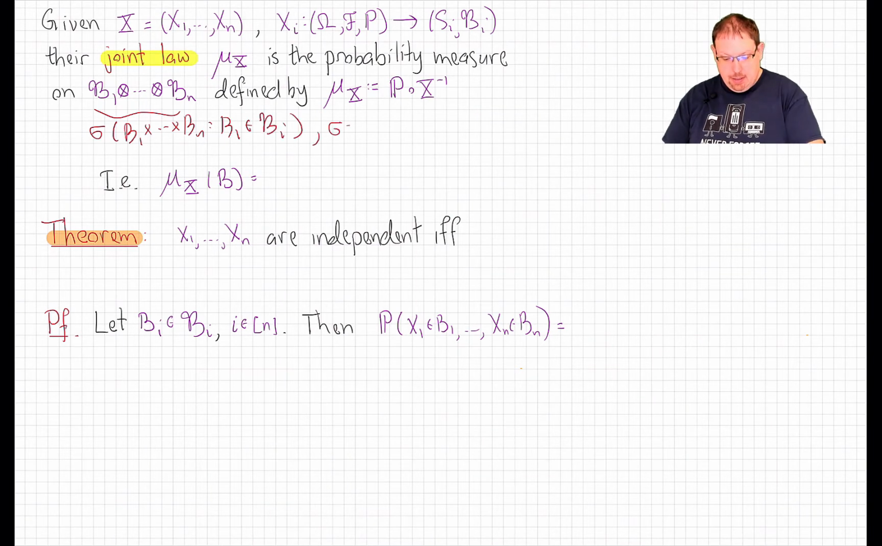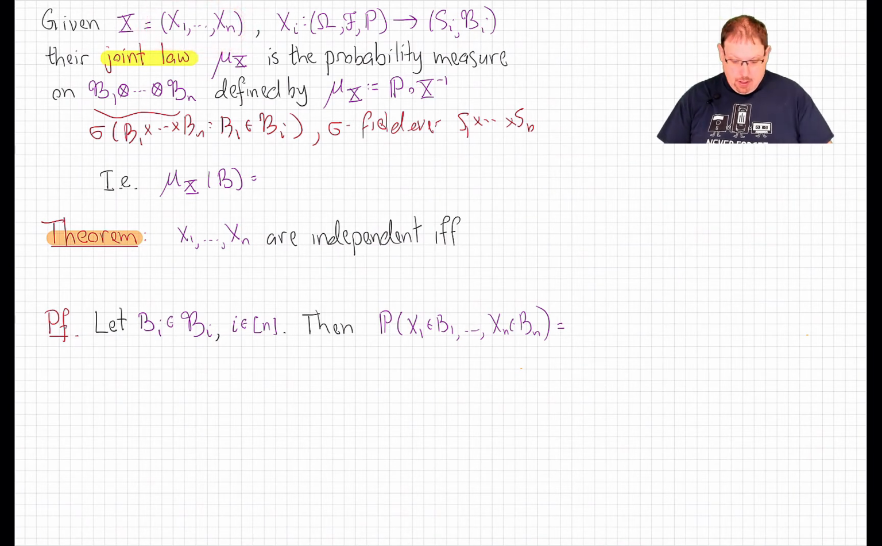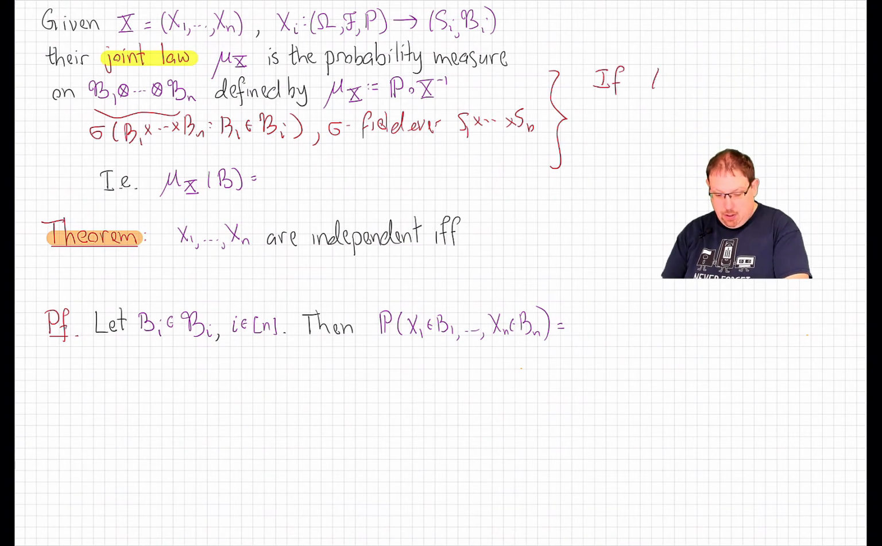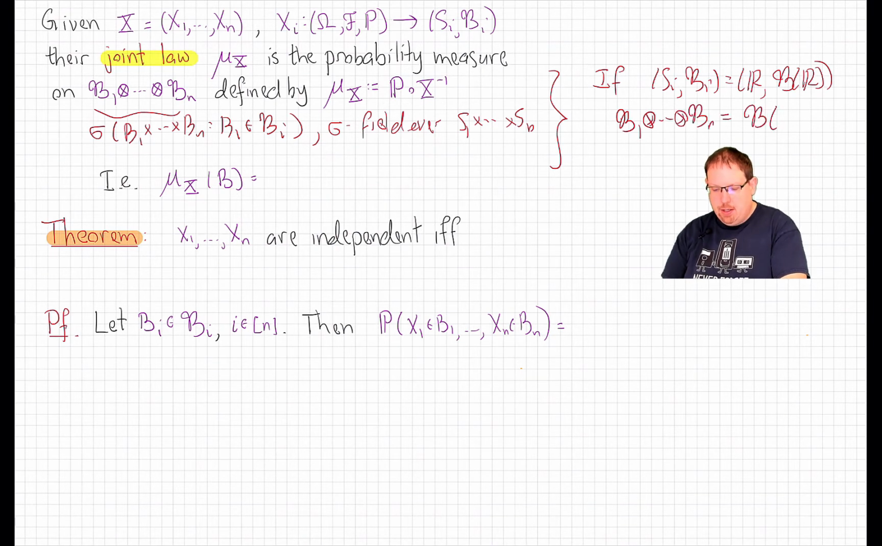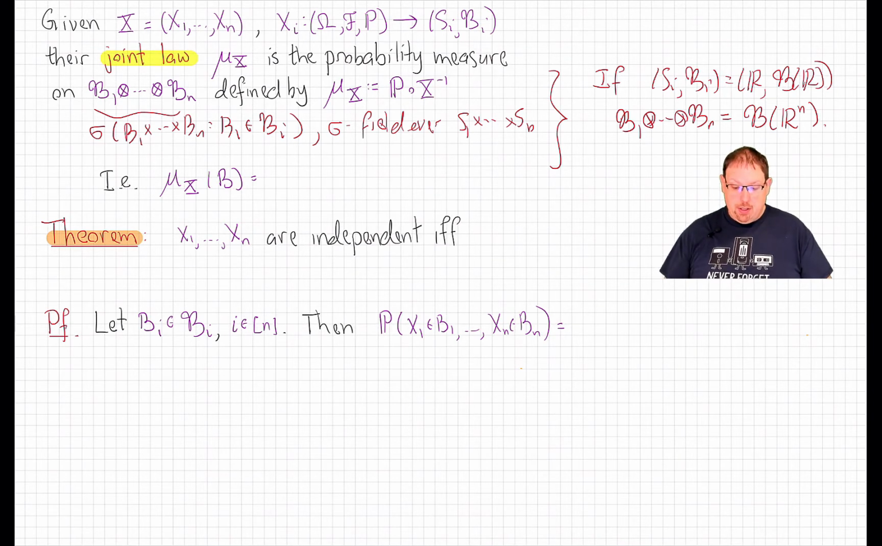And it is a sigma field over the product S1 times ... Sn, which is the range of this function. Now, in the case we're usually most interested in, if all of the state spaces are just the real line equipped with the Borel sigma field, then, as we noted, the product sigma field is the Borel sigma field over Rn. And so this corresponds with our earlier notion of joint law of random variables.